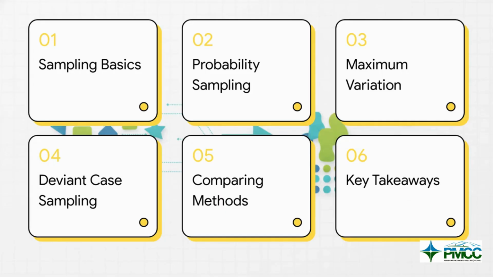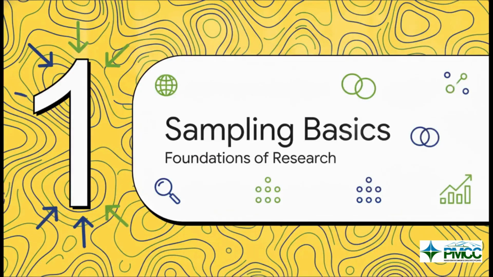Our agenda today covers sampling basics, understanding probability sampling, maximum variation sampling, deviant case sampling, comparing the methods, and finally, our key takeaways. All right, starting with Section 1, Sampling Basics, the foundations of field research.